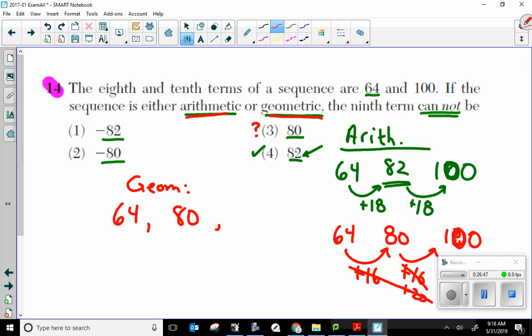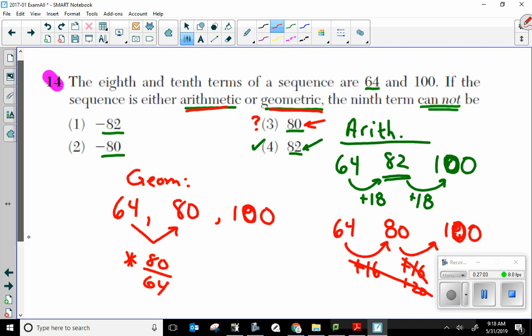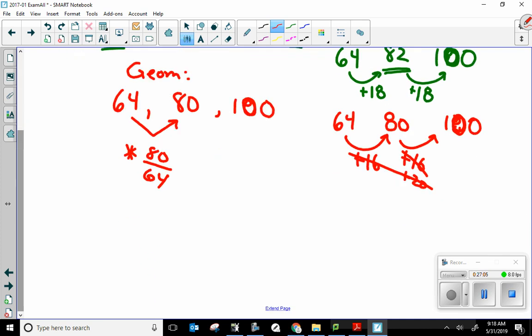Can I go to 80, then 100? This is what I'm trying to check for my middle term. So the $1,000,000 question is, how do I get from 64 to 80? Well, I would multiply by 80 over 64. Let me explain that real quick. If I have 64, I multiply by what? We'll call it x to get to 80, right? So how do I solve for x? Divide by 64.